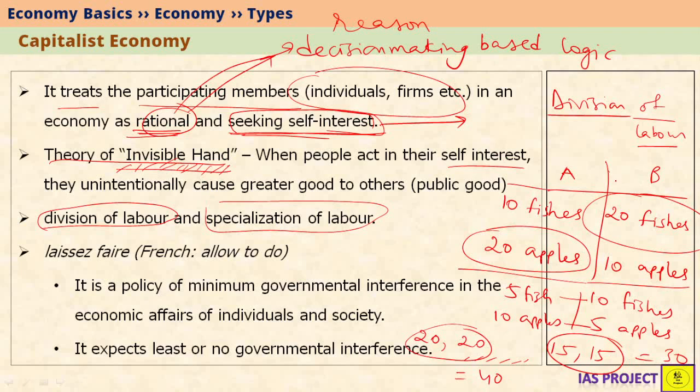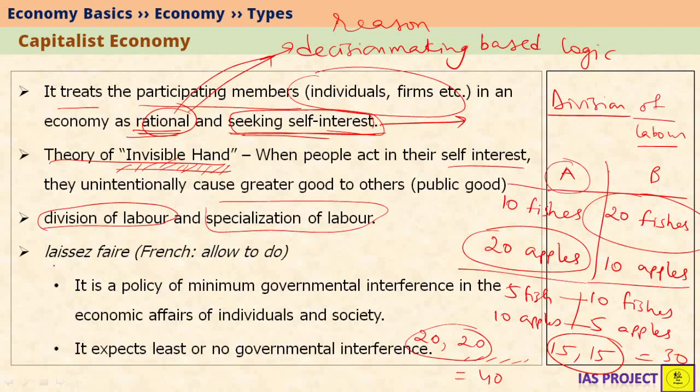So if A and B divide the labor according to the fields they are best in, for example, A is gathering apples while B is gathering fish, then it is called division of labor. Once A is good at apples, then he is said to have specialized in gathering apples. This is called specialization of labor.